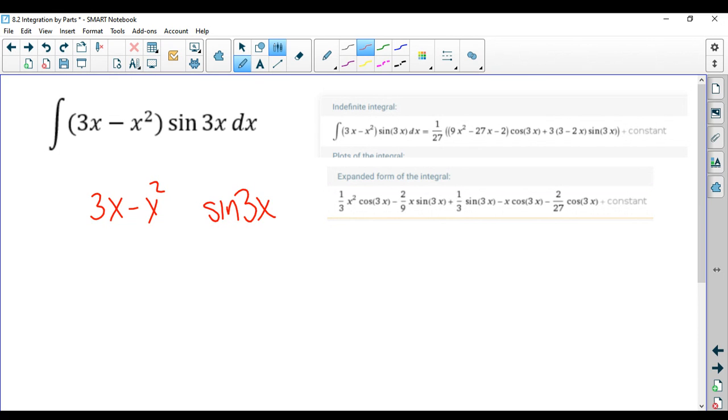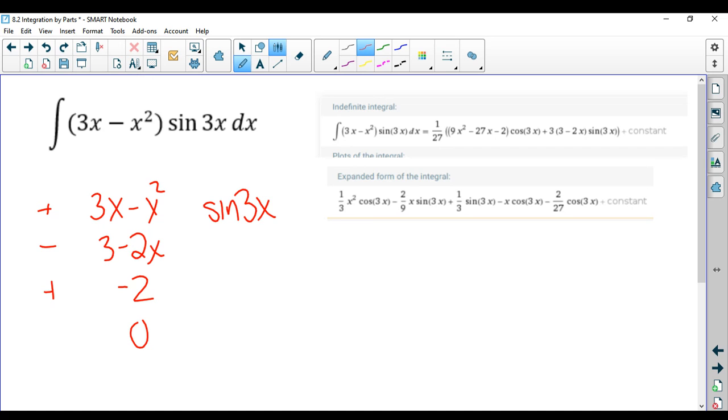Your first derivative, second derivative, third derivative. So we're going to have plus, minus, plus.